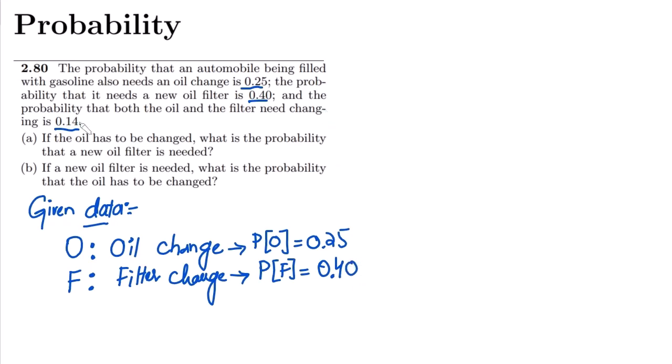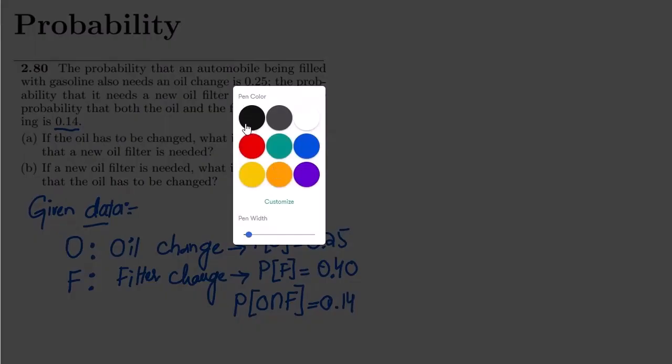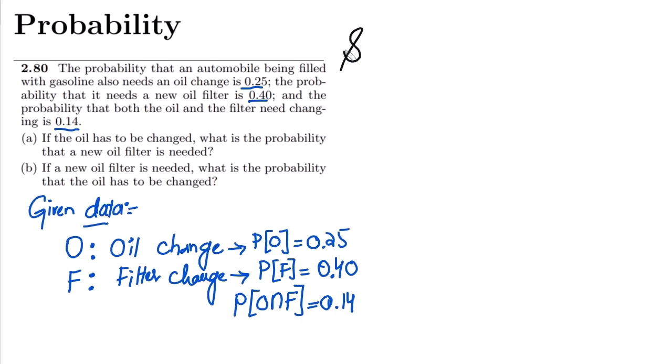And the probability that both the oil and a filter need change is 0.14. So now we have to write the probability of both oil and filter change. So again I am going to write this intersection for "and", and the probability of O and F is 0.14. Okay. Now what is required? Let me solve it with this color black.